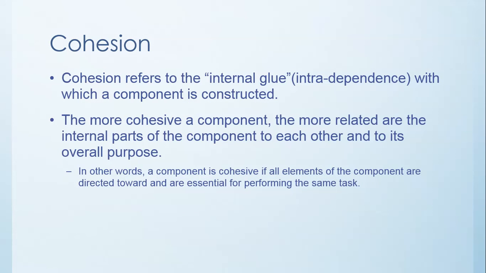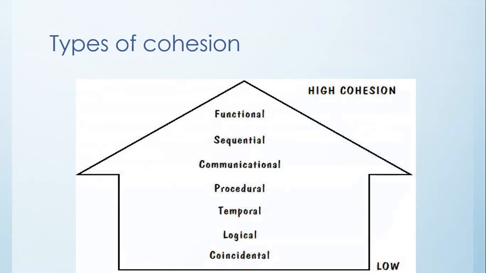So the next idea that you have to understand about independence of components is cohesion, which is sort of the internal glue, the interdependence with which a component is constructed. The more cohesive a component, the more related are the internal parts of the component to each other and to its overall purpose. In other words, the component is cohesive if all elements of the component are directed toward and are essential for performing the same task.